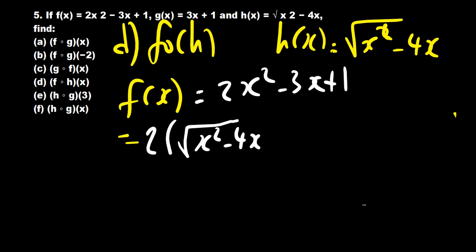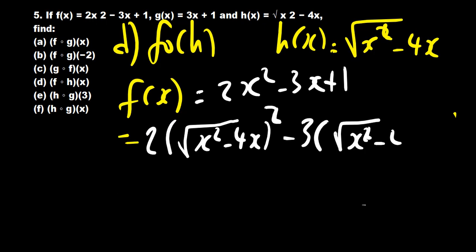squared. Okay, this whole thing is squared, minus 3 times the square root of x squared minus 4x, plus 1. Okay, so now let's solve.